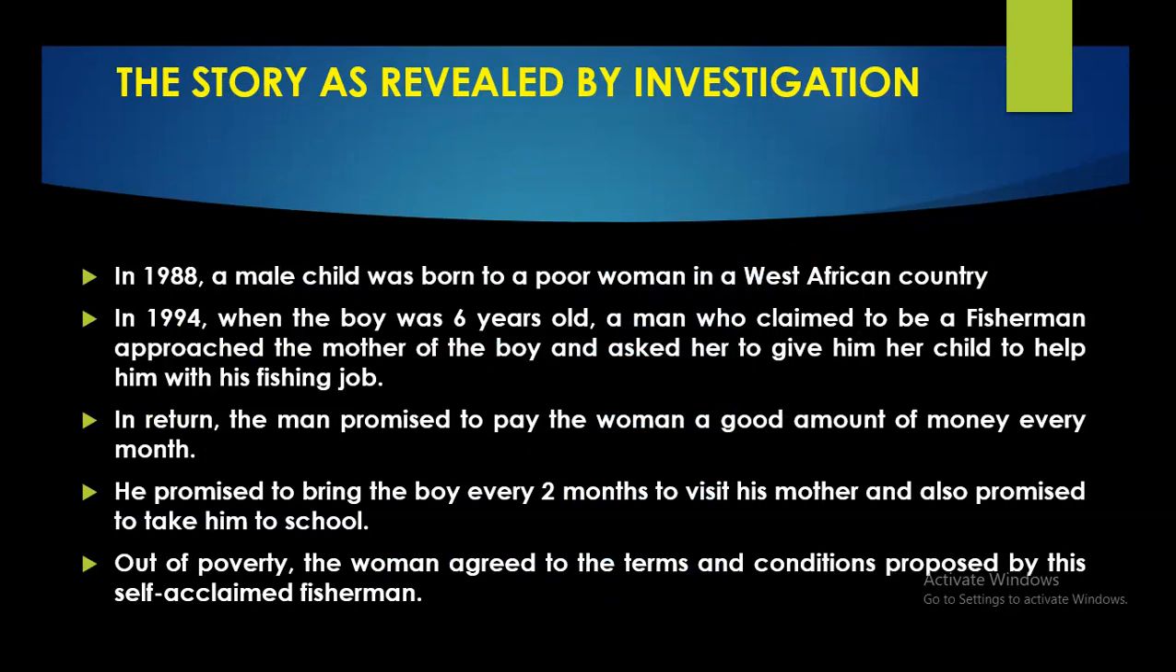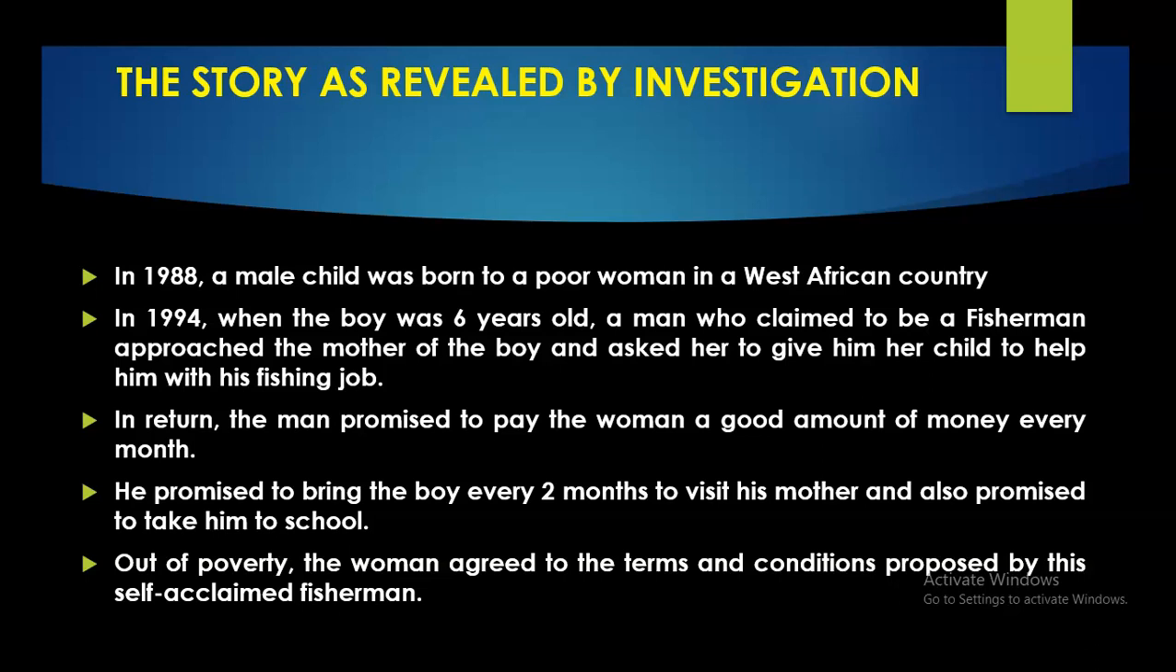So let's have a look at the story, the real life story, what really happened. In the year 1988, a male child was born to a poor woman in a West African country. Six years later, in 1994, a man who claimed to be a fisherman approached this woman and asked her to give him her child to help him with his fishing job.